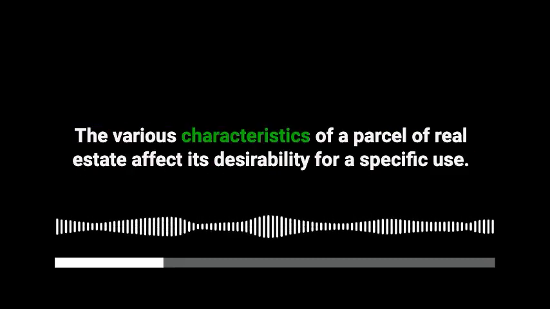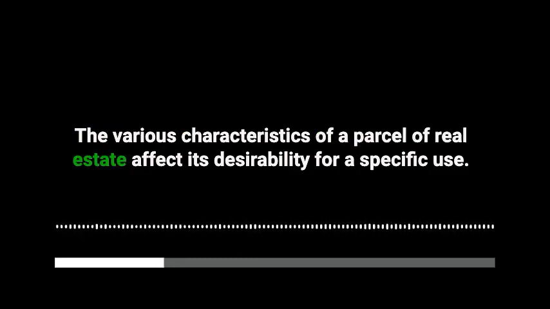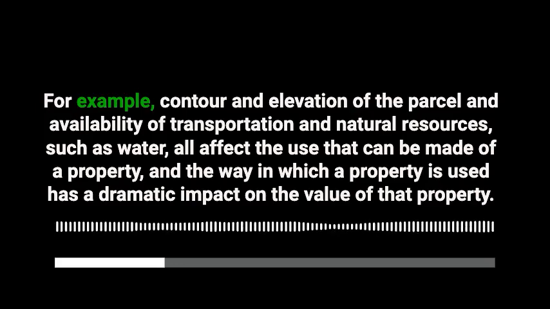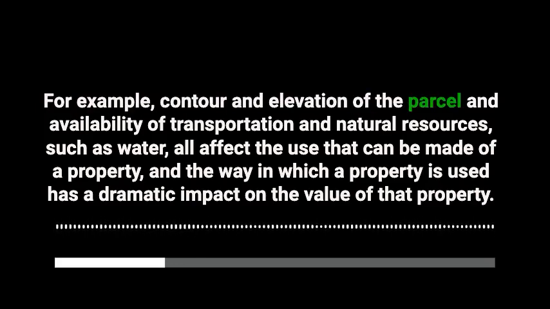The various characteristics of a parcel of real estate affect its desirability for a specific use. For example, contour and elevation of the parcel and availability of transportation and natural resources, such as water, all affect the use that can be made of a property, and the way in which a property is used has a dramatic impact on the value of that property.